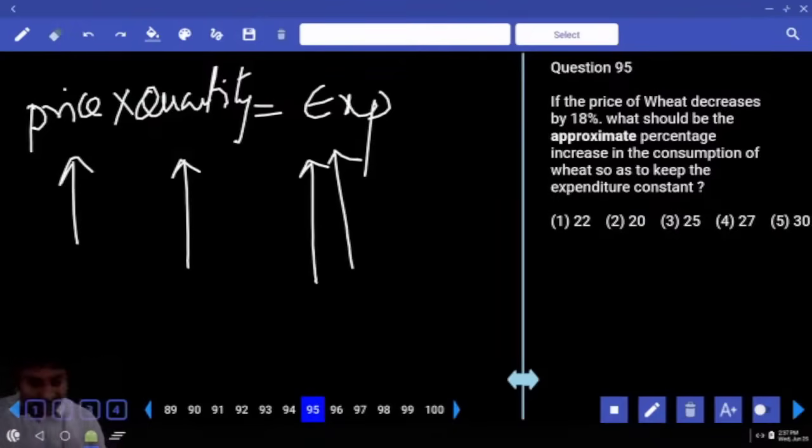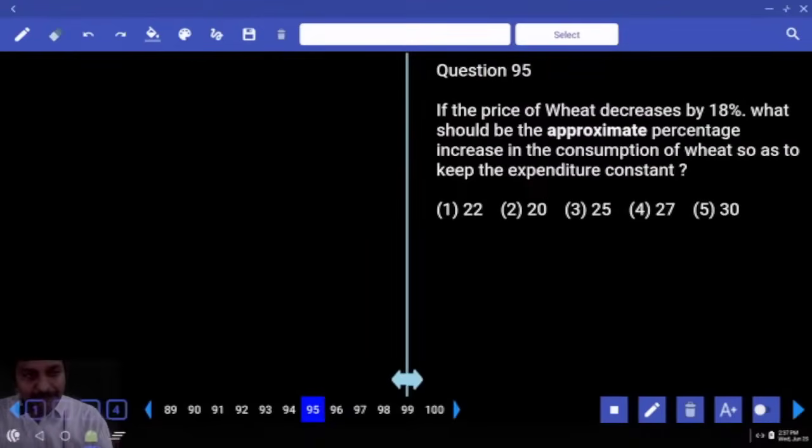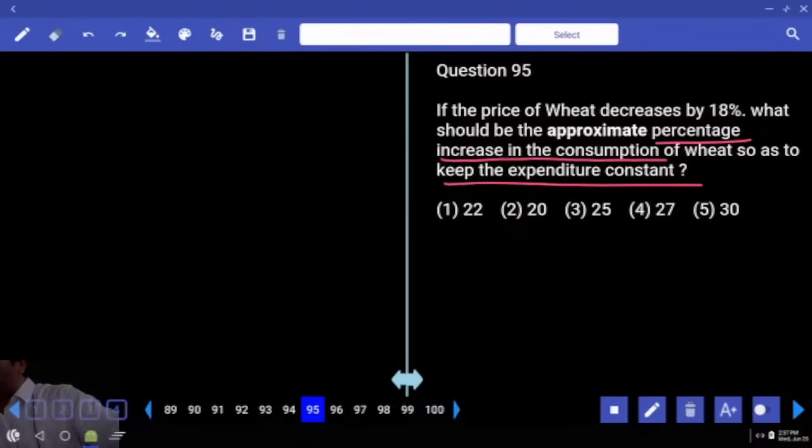Got it? Now the question is, the price got decreased. Price decreased, so your expenditure will decrease. Approximate percentage in consumption of wheat so as to keep the expenditure constant.